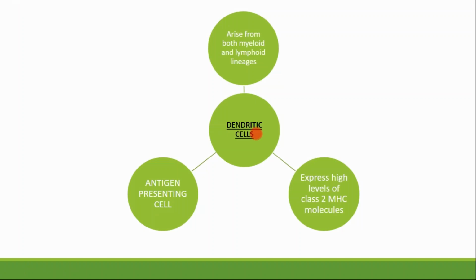Let's discuss the last one, dendritic cells. They arise from both lineages, myeloid and lymphoid, as discussed earlier. The special property of dendritic cells is that they present the antigen to T cells. The very special property you need to remember is that they are antigen presenting cells. They express high levels of class 2 MHC molecules. Because of this only, they are able to identify the antigen very easily.